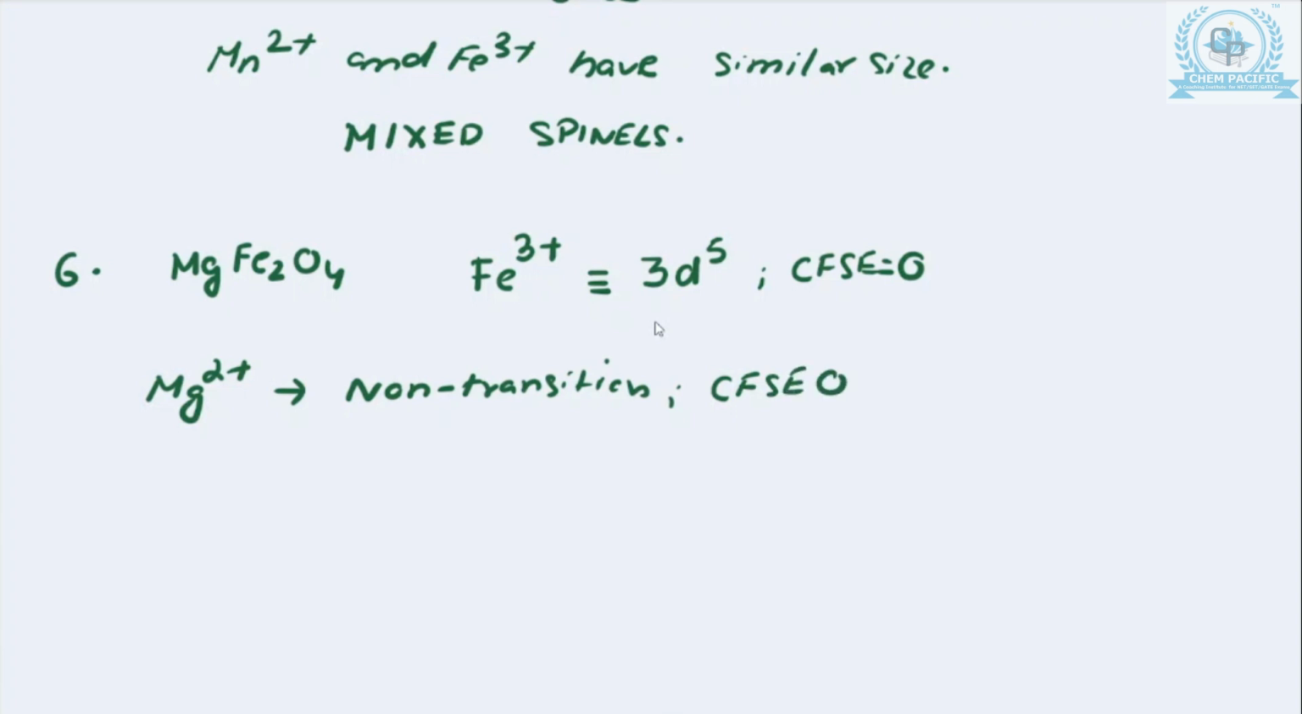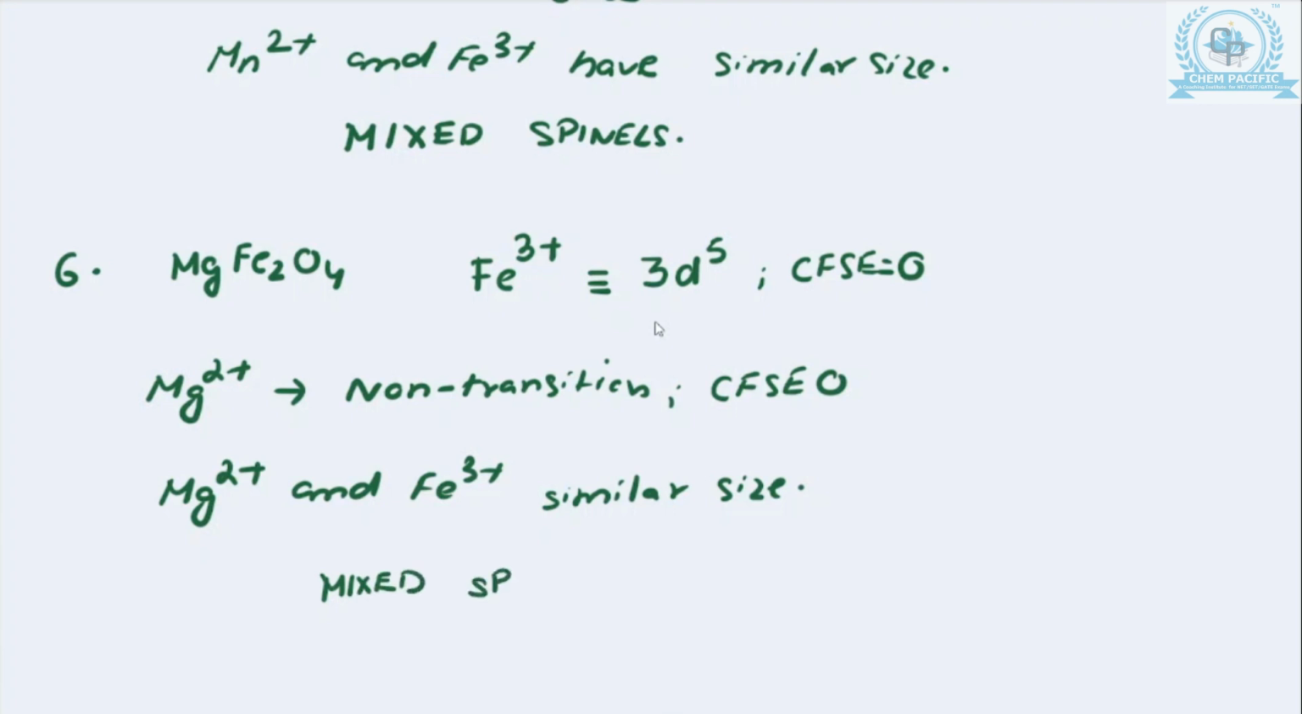Again the size of magnesium and Fe3+ are nearly similar in size. So again you cannot distinguish in terms of CFSE, nor in terms of size. At that time, anyone can sit anywhere, anyone can occupy anywhere, resulting in the formation of mixed spinel. This is also very important.